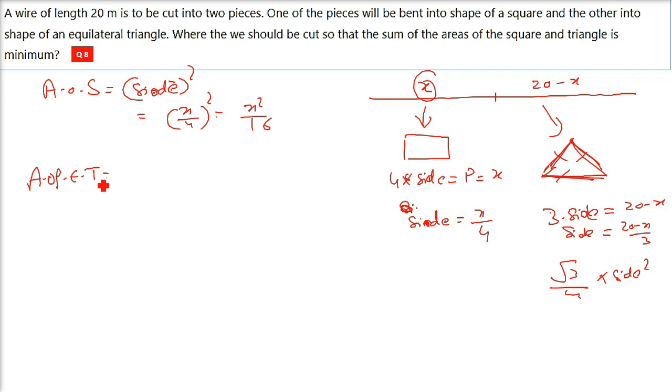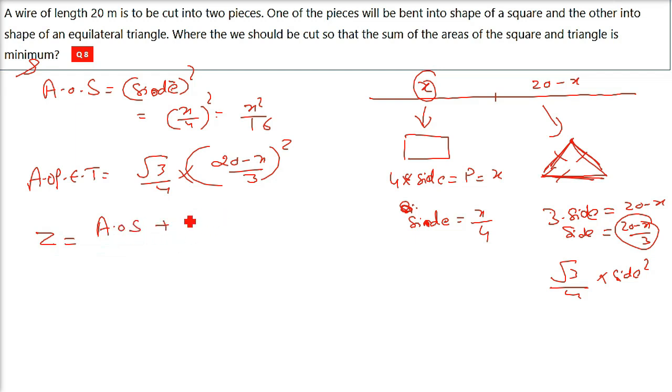The area of an equilateral triangle is simply root 3 by 4 into side square. Root 3 by 4 into side, which is 20 minus x divided by 3, so you have 20 minus x divided by 3 whole square. Okay. Now the next part is we have to take them in a combined way. When we combine the square and triangle, z will be equal to the area of the square plus the area of the equilateral triangle. When we add this, x square by 16 plus root 3 by 4 into 20 minus x by 3 whole square.